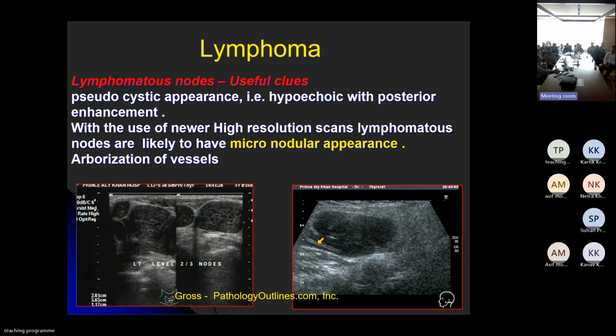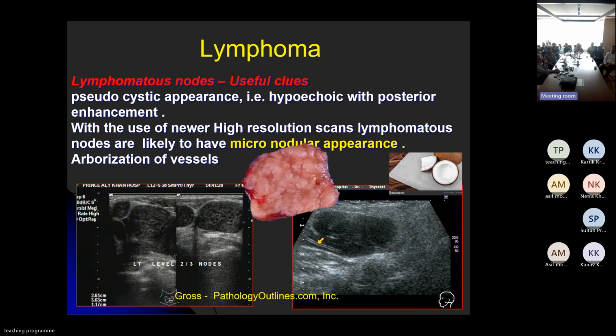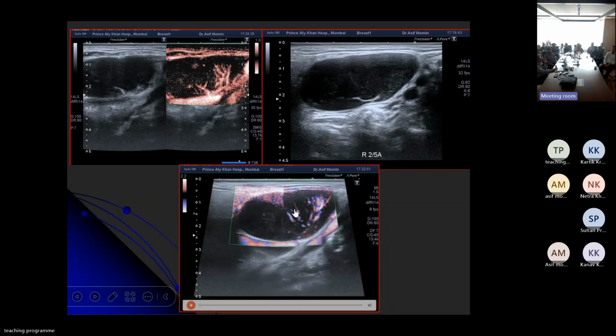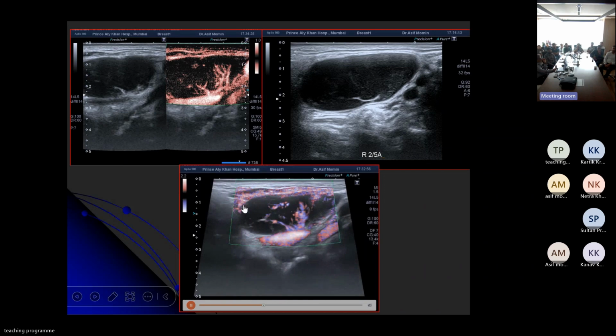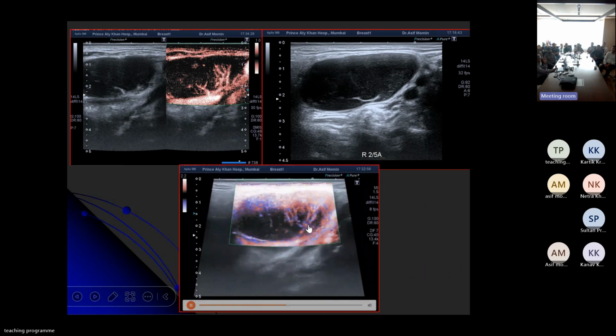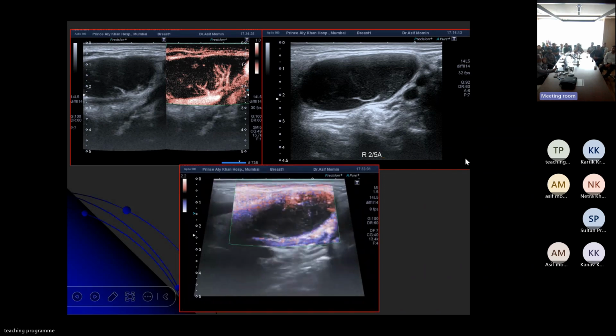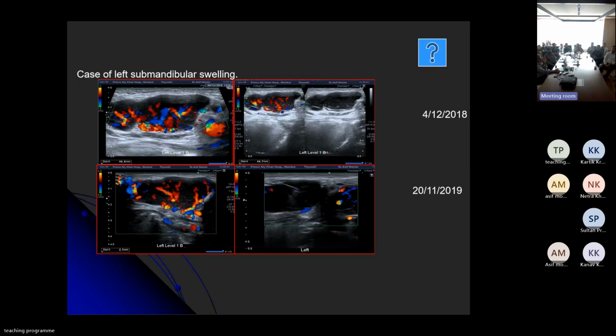I think with this, lymphoma in general has a very peculiar appearance because it's a very cellular node. It has a typical micronodular or reticular appearance, and there can be some additional big vessels, and that's when we tend to pick them as a lymphomatous node. It generally has an intense vascularity, and you can see that kind of vascularity in the proven, this is a proven lymphomatous node. So I think this is one other differential which we tend to really highlight.